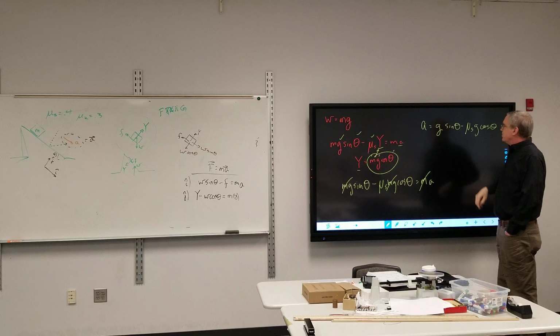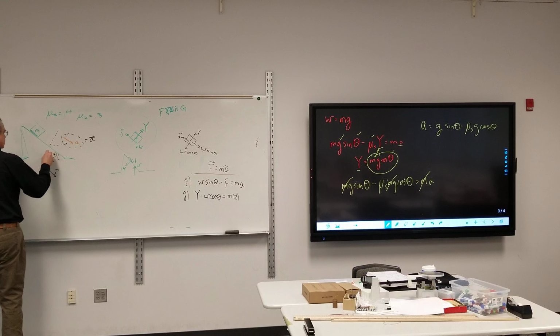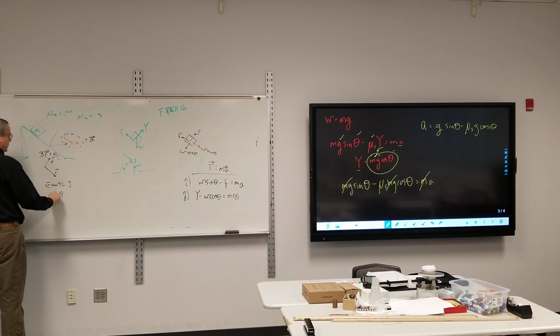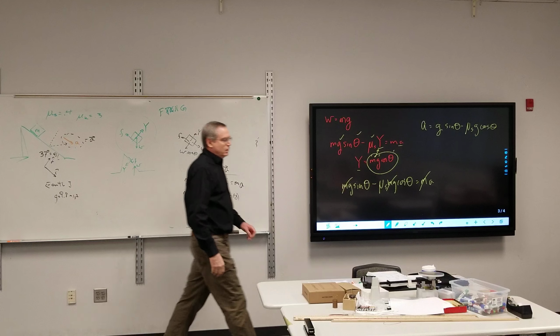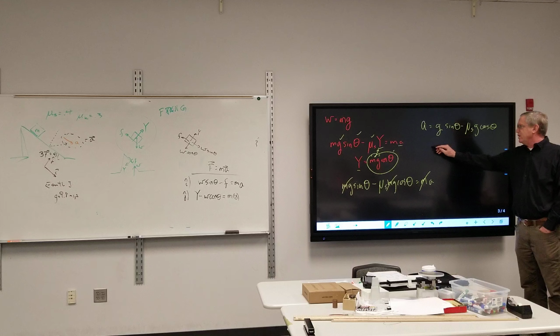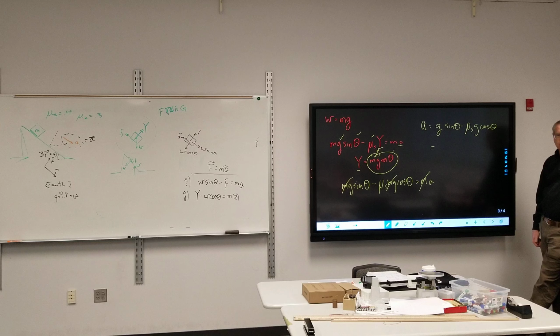So now let's plug in some numbers here. Let's make the angle 37 degrees. Let's put this on Earth, so little g is 9.8 meters per second squared. And mu sub s is already given. So what is the acceleration? This is a calculator exercise.